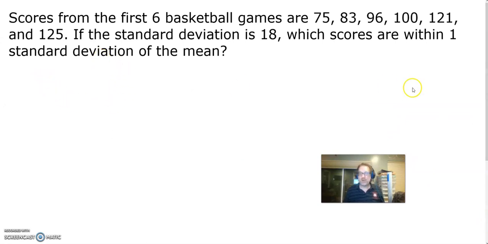So let's take a look at a problem. Let's actually do one. I am going to give you the scores from the first 6 basketball games of this season. There's 75, 83, 96, 100, 121, and 125. We are told the standard deviation is 18. There's a formula to figure it out, but you don't need to worry about that formula in this class. So I'm just going to tell you the standard deviation of these points is 18. Which of these scores are within 1 standard deviation of the mean?